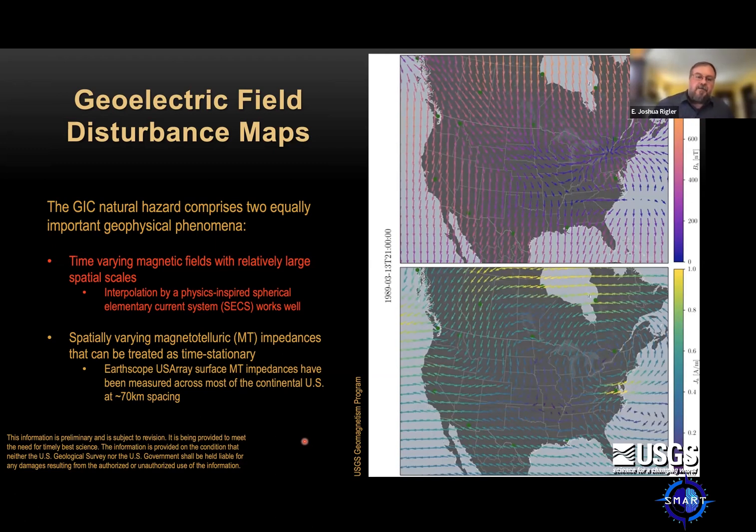And so what that means is we're trying to predict geoelectric fields. What is the electric field measured at the surface of the Earth? There's really two components to that. There's the magnetic field and its variations and its spectral content, and there is the ground conductivity. So how do we get an electric field at the surface of the Earth from a time-varying magnetic field?